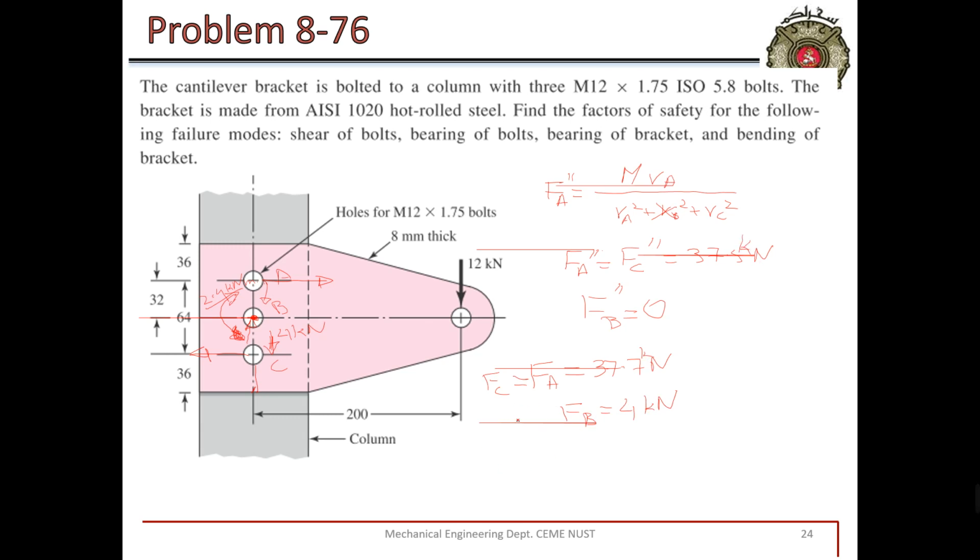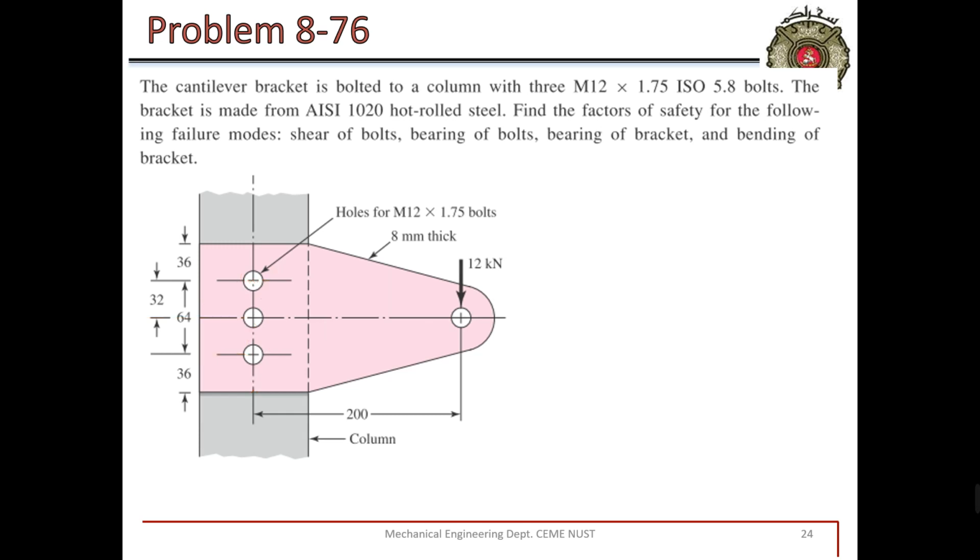So we have a maximum force acting on a single bolt of 37.7 kilonewton, and we have to design a bolt which can securely support this much force. In the next part, they ask to find the factor of safety for the following failure modes: shear of bolt, bearing of bolt, bearing in the bracket. So I will just clear this. I have cleared the screen.